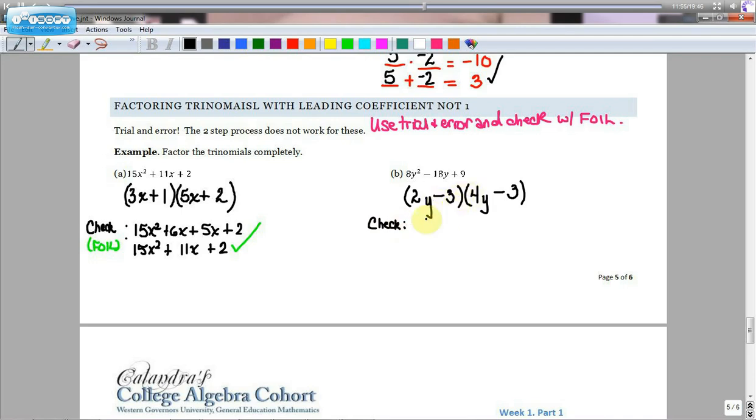So first times first gives us 8y squared. Outer times outer is negative 6y. Inner times inner is negative 12y. Last times last is plus 9. So we have 8y squared. Combining our like terms does give us our negative 18y that we wanted, plus 9. Okay, so this does work. So that would be our answer.